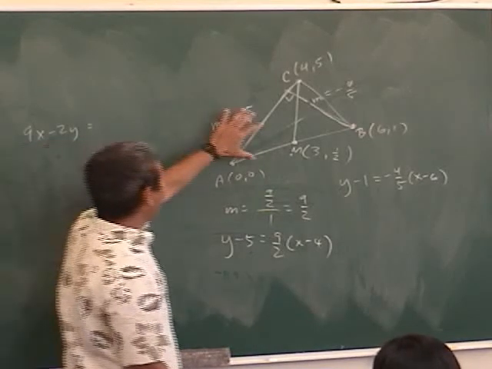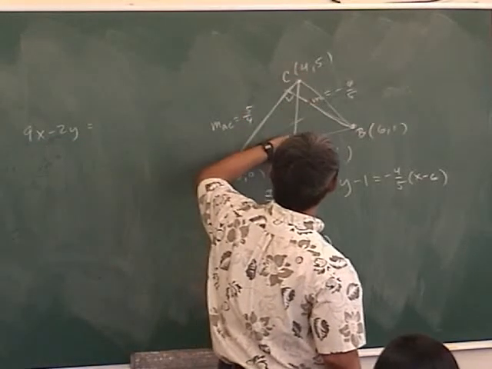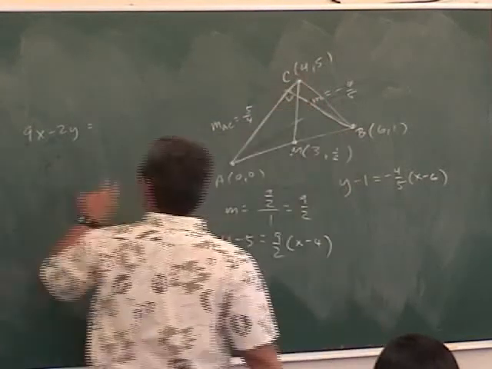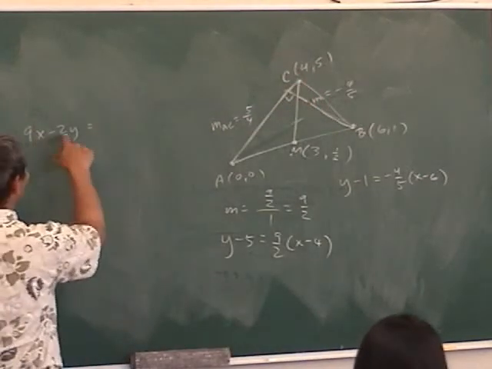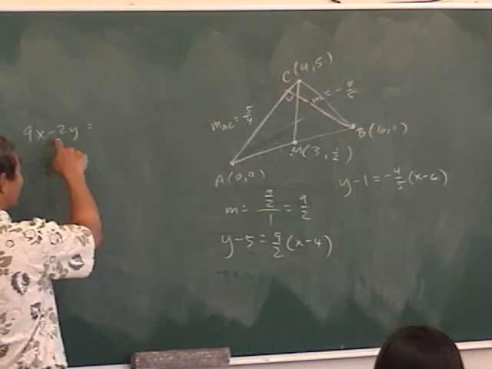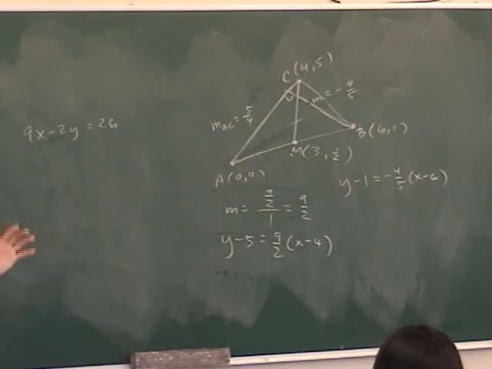Now pick a point. Which point do you want to use, the nice one or the ugly one? Let's use the nice one, (4, 5). Plug in 4 and 5. Can you do this in your head? 36 minus 10 is 26. There you go. That's the equation of the line.